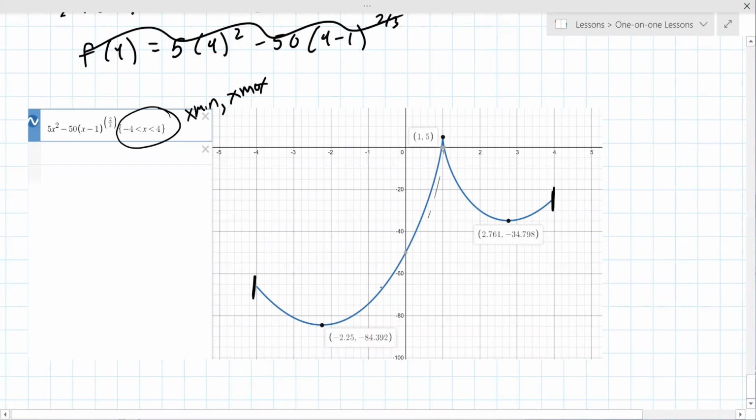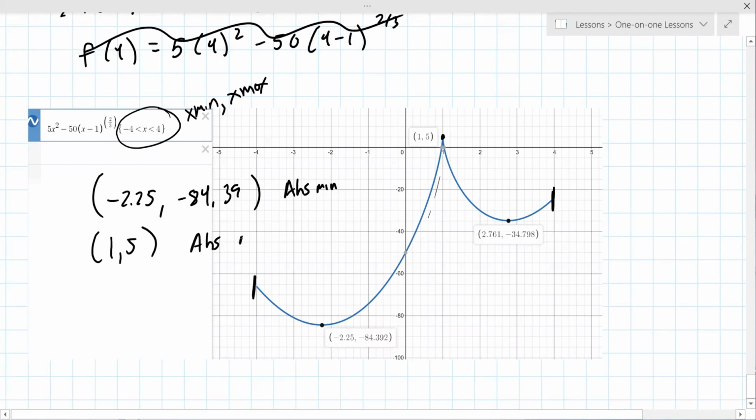Like if you were hiking this trail, yeah, absolutely. So minus 2.25 comma minus 84.39, that is an absolute min. Now what's going on up here at 1 comma 5? Like when you get there on the trail, are you at the top or do you have more to go? That's the top. So we'll call that the absolute max.